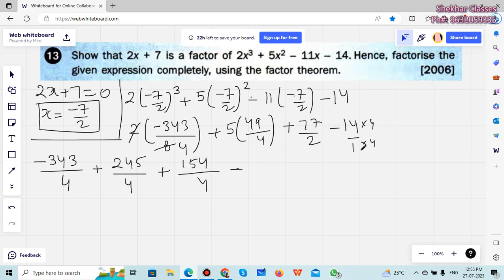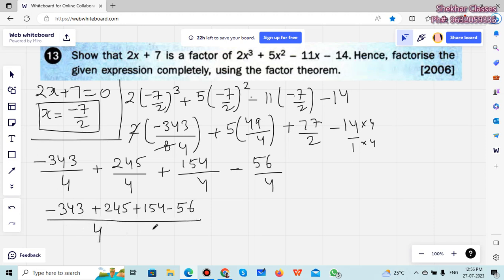So 14 fours are how much? 56 upon 4. Why did I do that? Because I want to make the denominator the same in all of those. So now we have got the denominator the same. So what happens after this? It will be minus 343 plus 245 plus 154 minus 56, upon 4. Now if I solve that further, what do we get?